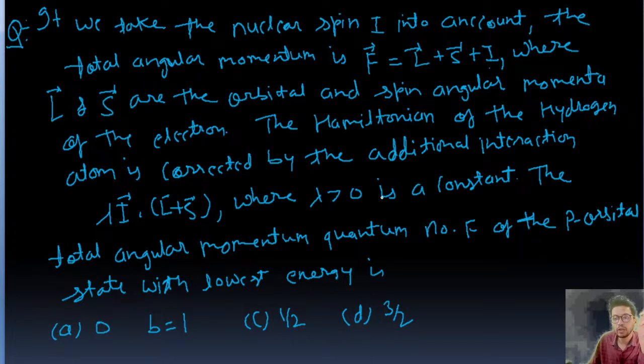The total angular momentum quantum number F of the p orbital state with lowest energy, that's what we need to find. The value of the total angular momentum quantum number F of the p orbital state with lowest energy, we need to find out. Very good question, guys. Well, so I'll start now.